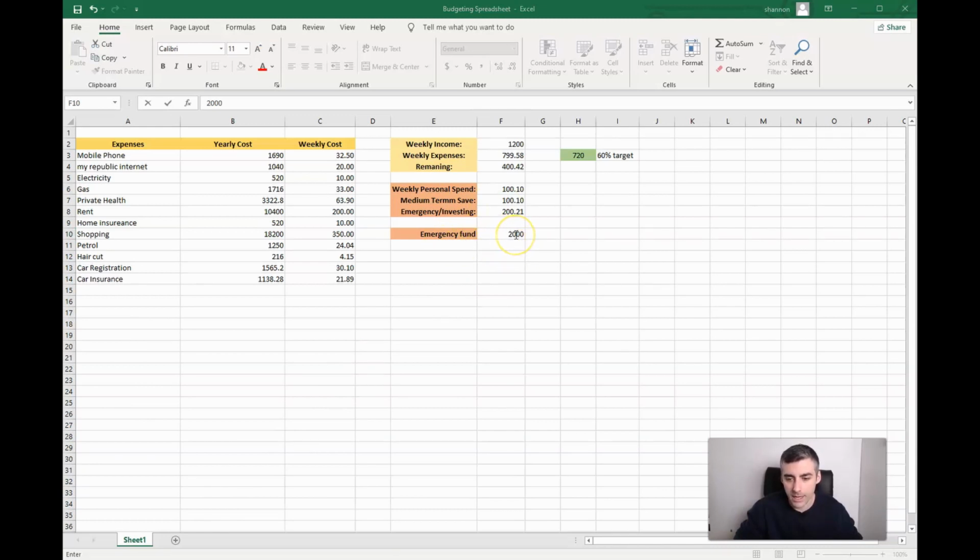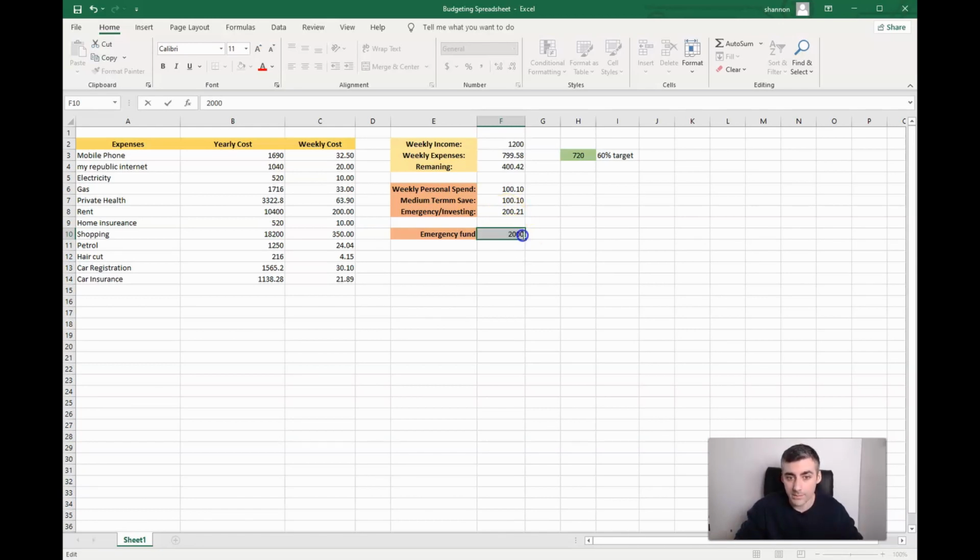As you start saving a lot more money, then obviously this can increase. So $5,000, $10,000, $20,000. I would say eventually try and get this to about $10,000, and then that would just sit in a high interest savings account, and you just never touch it. It's there for emergencies only.